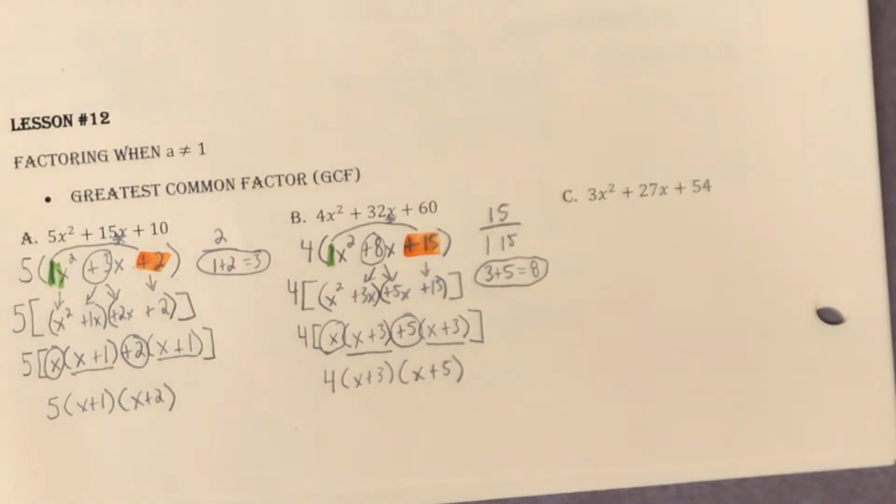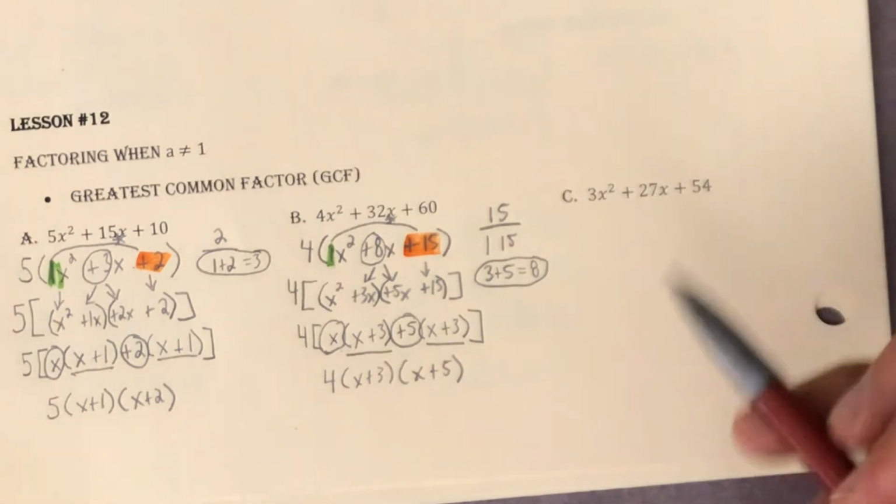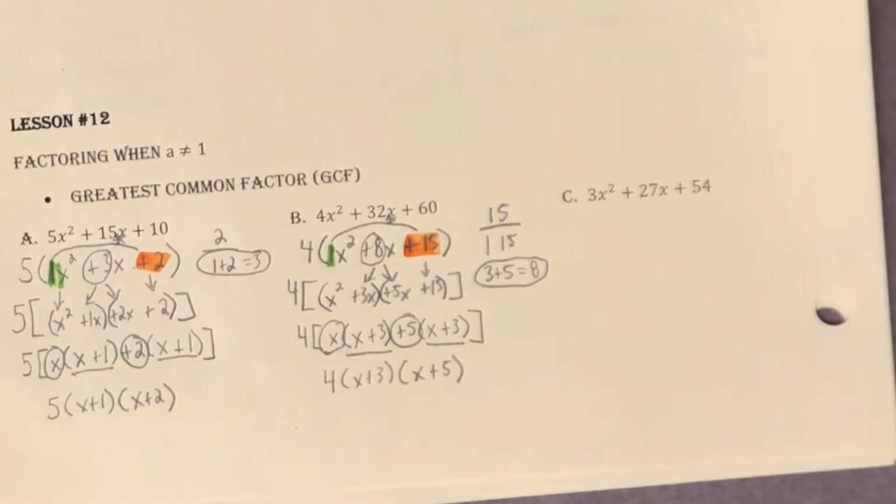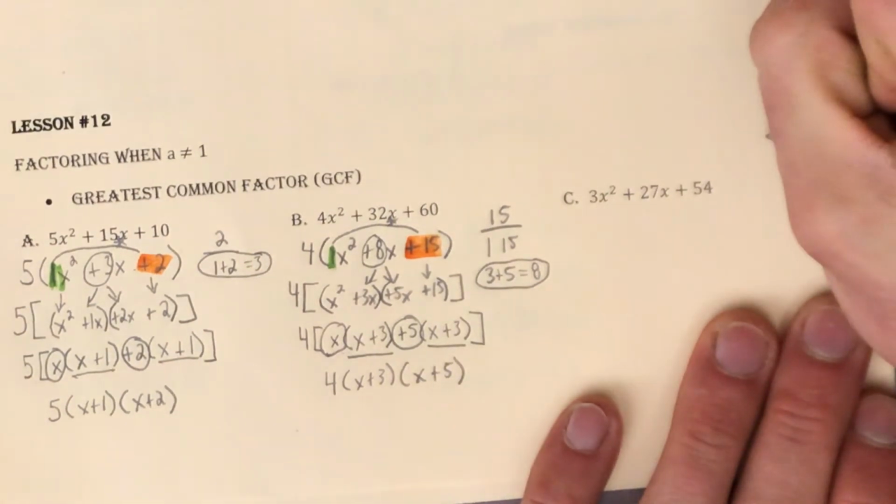All right, well, now I would encourage you to try example C on your own, then check your answer with mine. So example C, we've got 3x squared plus 27x plus 54. So I notice not all of them have x's on them, but I do know right off the bat that 3 and 27 have a common factor of 3. So really all I need to do is check and see if 54 has a common factor of 3.